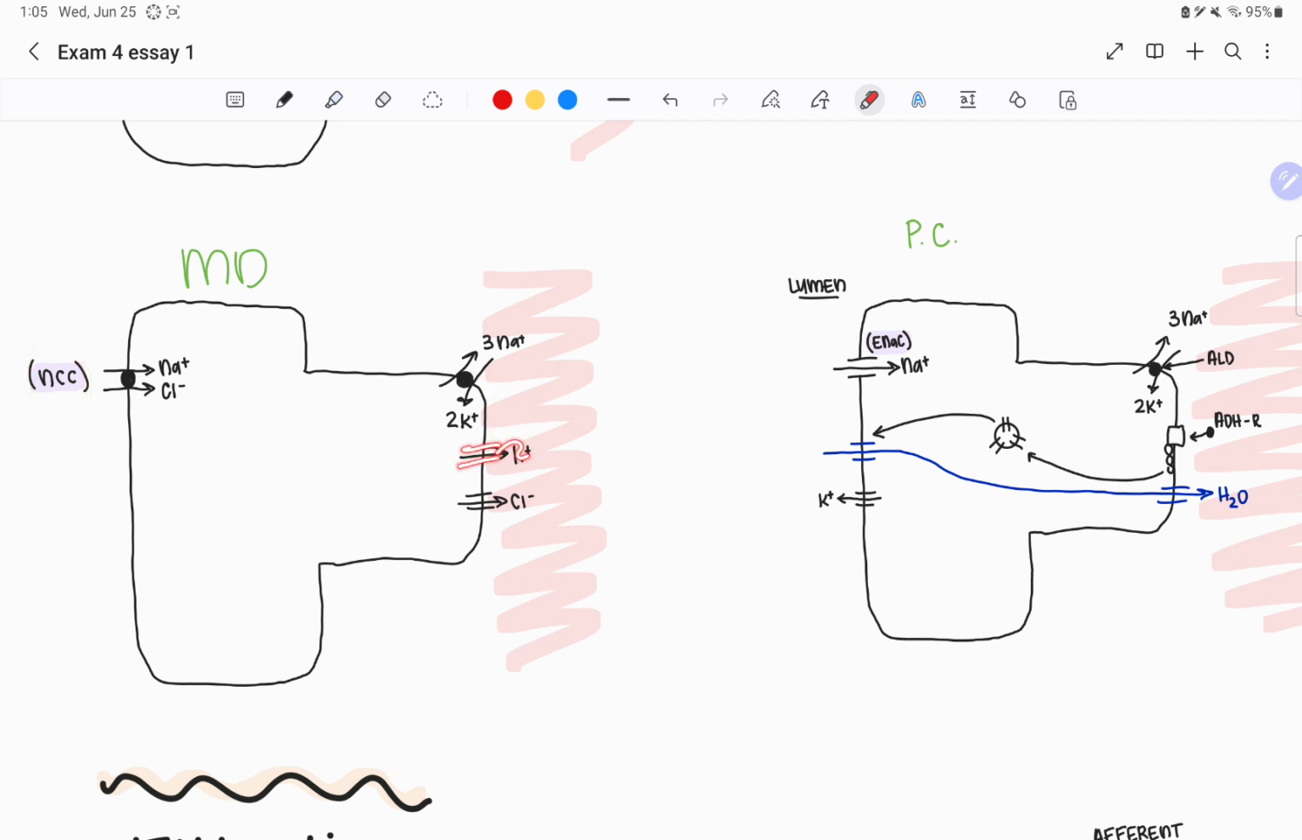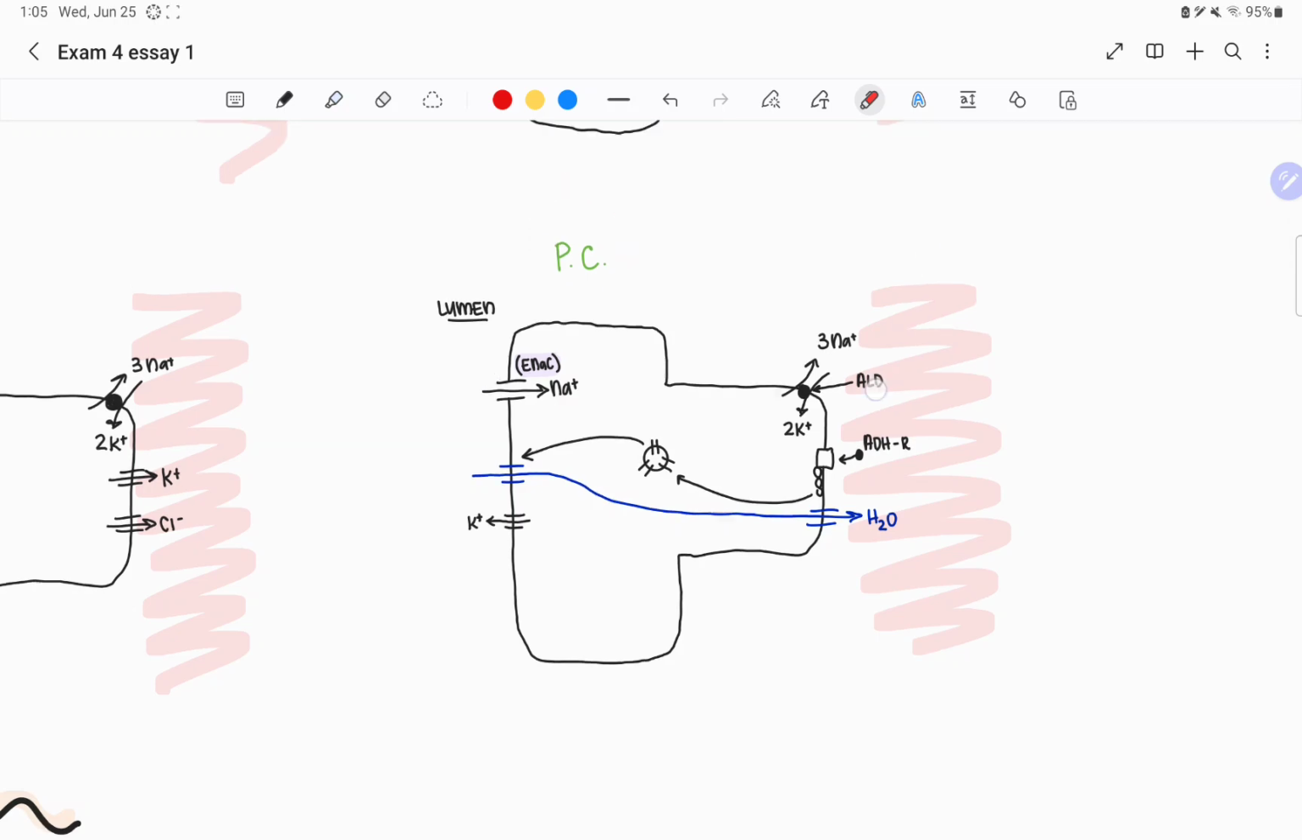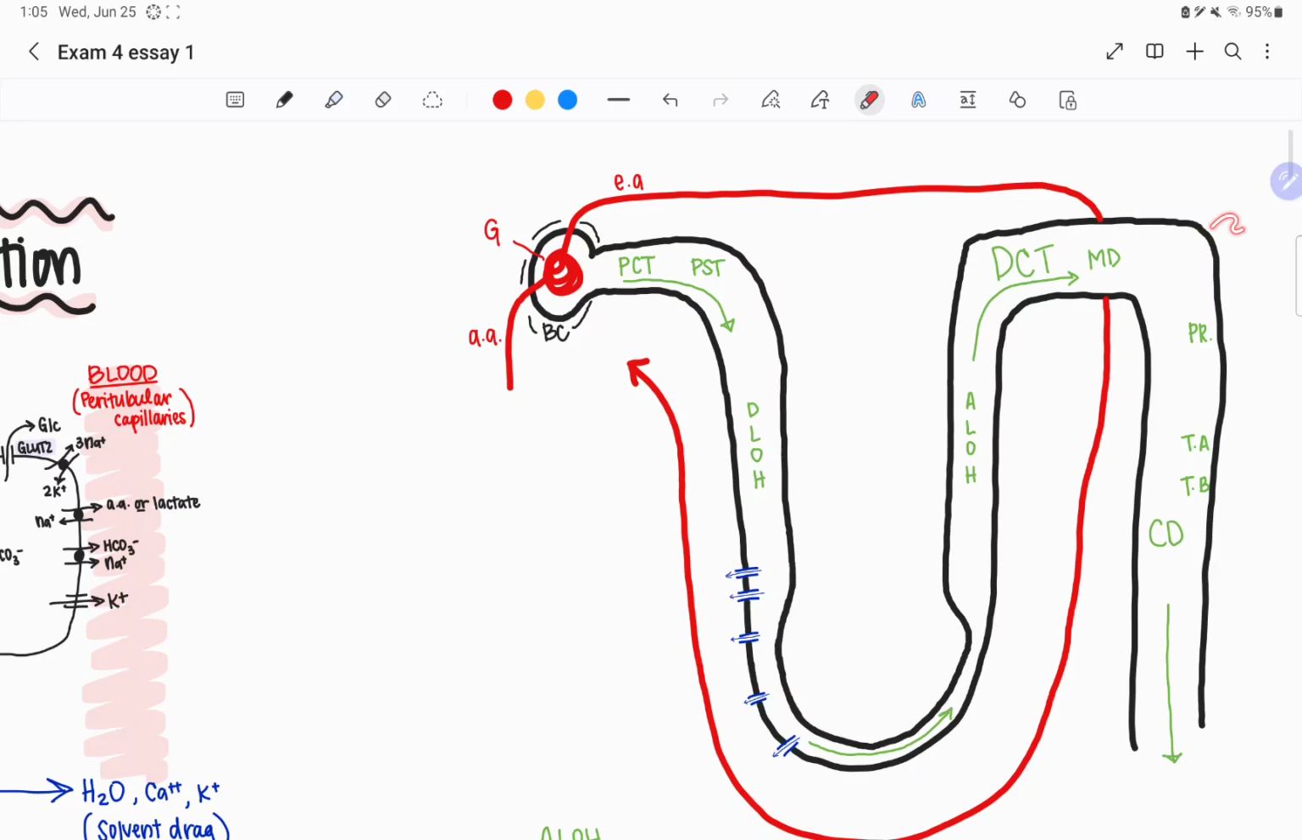And again, it's just kicking out more ions into the blood, more solutes. Got our sodium-potassium ATPase running things. And then we get to our principal cells. These guys are at the very end of the distal convoluted tubule, the very beginning of the collecting duct. Okay, so they're right in this area.